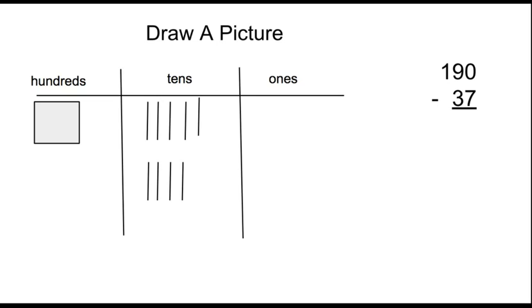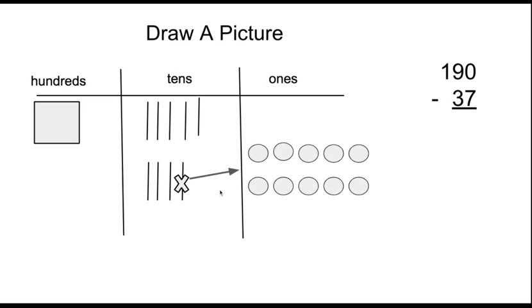So what are we going to do? Well, we're going to have to borrow some. We're going to go to the tens place. We're going to have to break this apart into 10 ones. I still have 190. I just took this, broke it apart, but my hundreds, tens, and ones are going to look different. So watch how I change this problem. Instead of 9 tens, I only have 8 tens. And instead of 0 ones, I now have 10 ones.